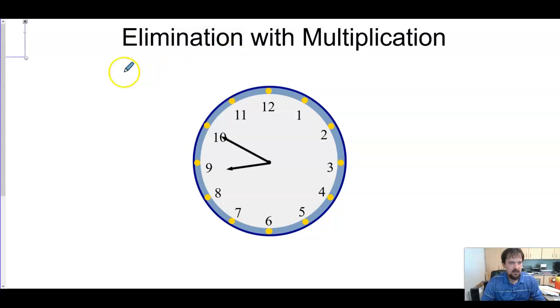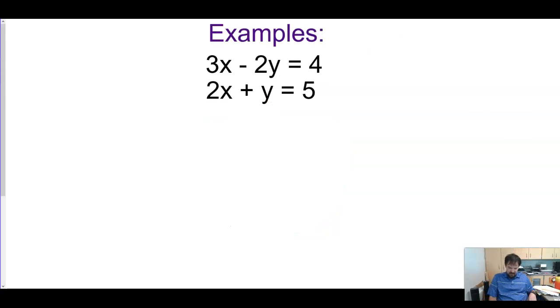Elimination with multiplication. Alright, so we've already done elimination, but this time, usually with elimination, it lines up all nice and we have numbers that we can clearly see that we can eliminate, but this time we're going to have numbers that aren't already lined up to eliminate. So if we look at this problem, we have 3x minus 2y equals 4 and 2x plus y equals 5. So notice the 3 and the 2 can't cancel out, and this 2 and this 1 can't cancel out.